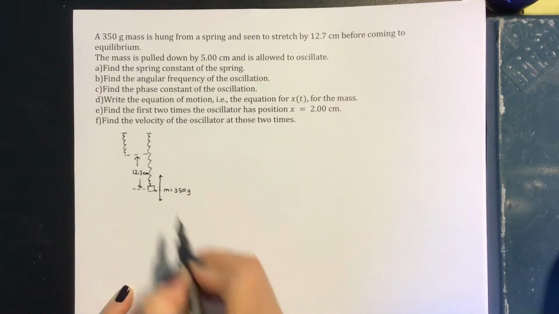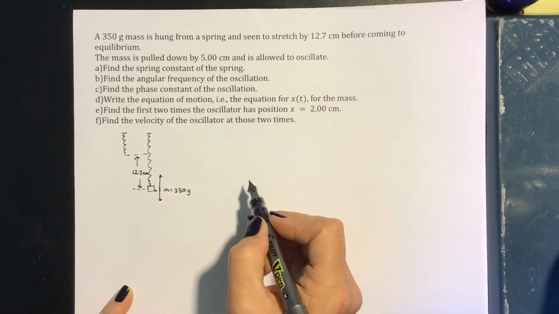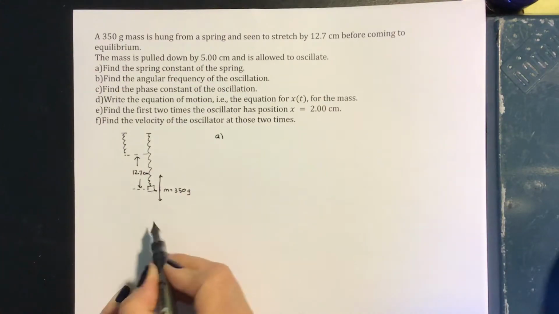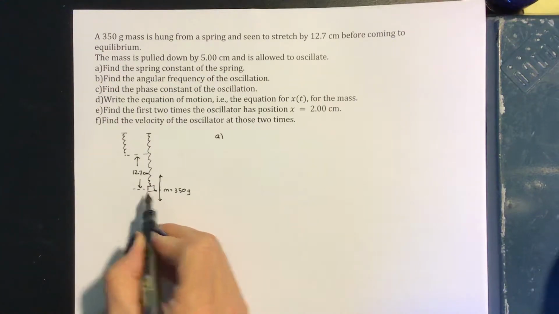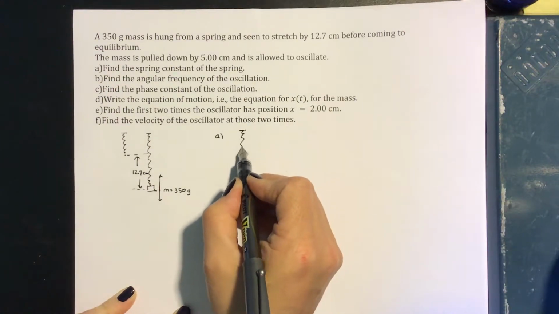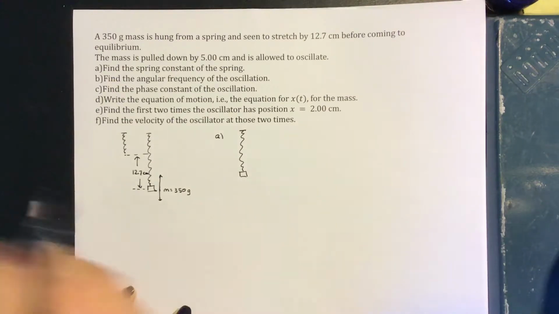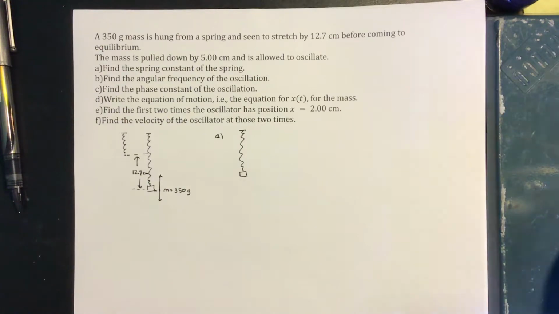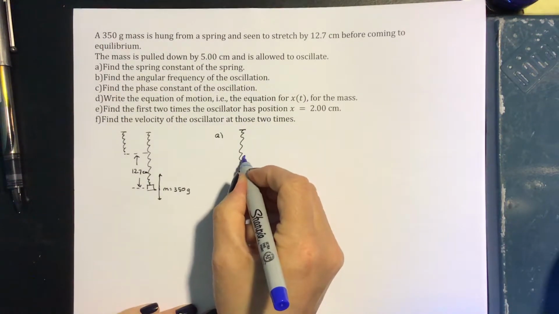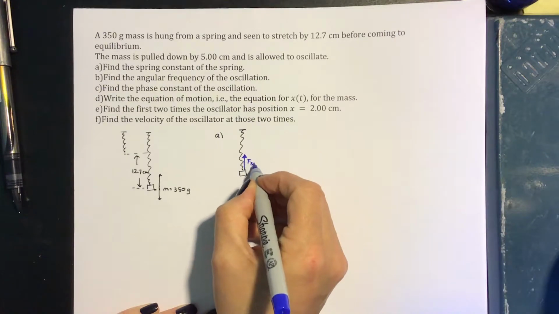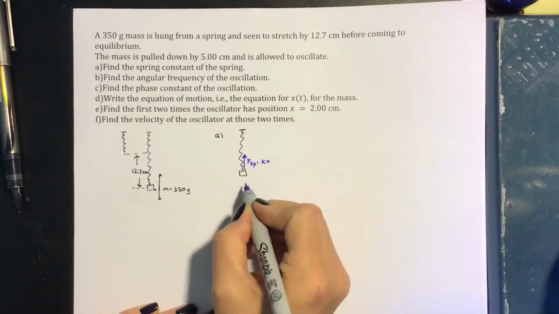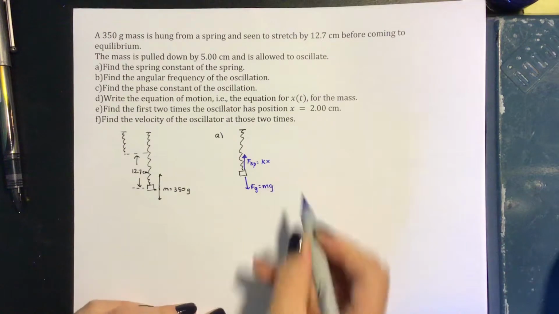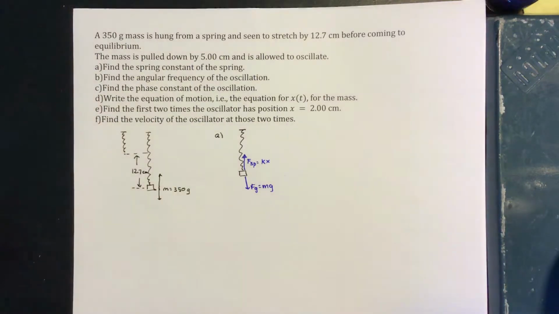So part A, find the spring constant of the spring. Let's ask what we know, and let's think about the case where it's at equilibrium. The mass is hung, and it stretches down by 12.7 centimeters. Before we pull it down and let it oscillate, let's draw a free body diagram at this point. The spring force pulls up, so the force of the spring is equal to kx. The force due to gravity, the weight, pulls down, and that equals mg. Before we pull it down by 5 centimeters and let it oscillate, it's at equilibrium.